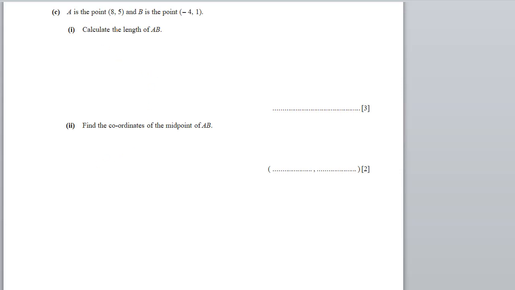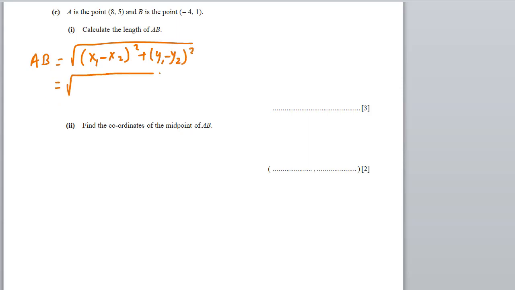A is the point (8, 5) and B is the point (-4, 1). Calculate the length AB. AB is equal to the square root of (x1 minus x2) squared plus (y1 minus y2) squared. So the square root of (8 minus -4) squared plus (5 minus 1) squared. So the square root of 12 squared plus 4 squared.